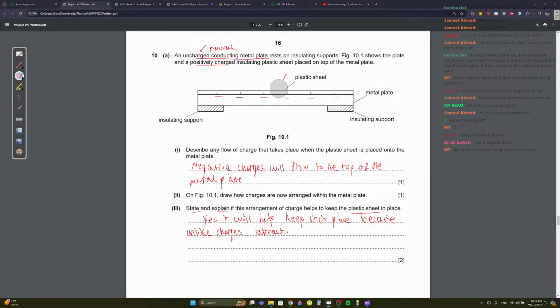That's it, guys. It's so easy. And then obviously you just draw it: negative, negative, negative, negative, negative, negative, and then down, positive, positive, positive, positive, positive, positive.